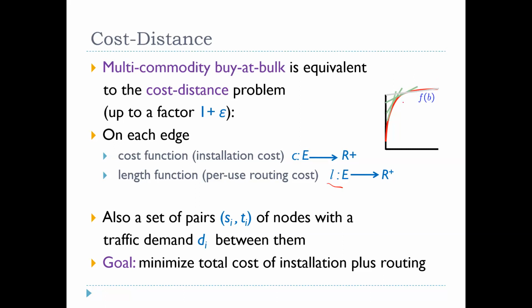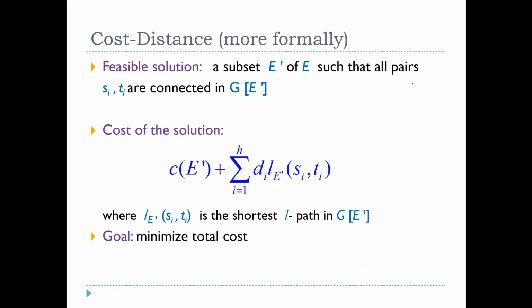We talked about this generalization: any concave or subadditive function you can actually approximate with a set of linear functions. The goal here, so this is a very clean problem, is to connect a set of pairs such that the demands are the same between the different people, and we want to minimize the total cost of installation plus routing. This is the cost of the edges that you buy plus the distances between them. For example, here it doesn't really matter whether you send through one path or several paths, because anyhow, the shortest path would be the best for this metric once you have bought those edges. So that is without loss of generality.